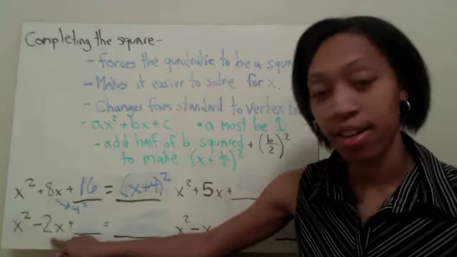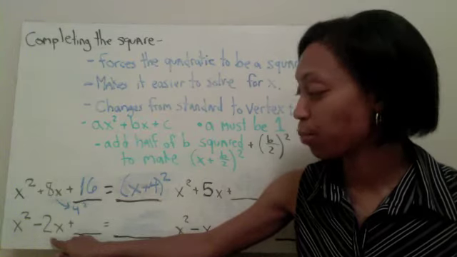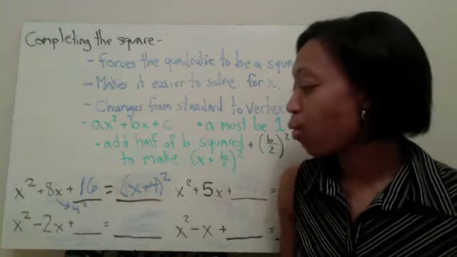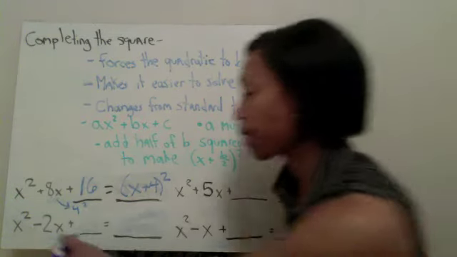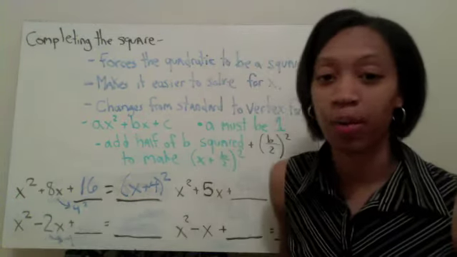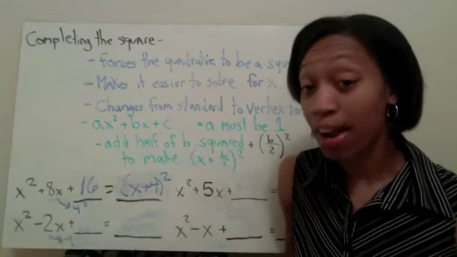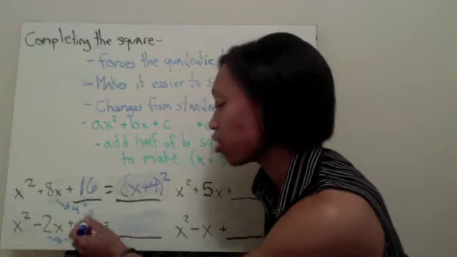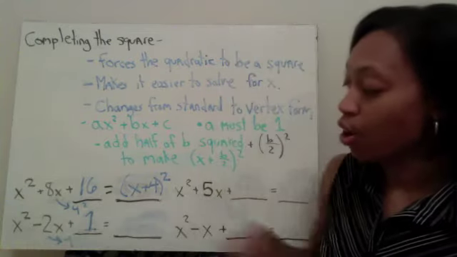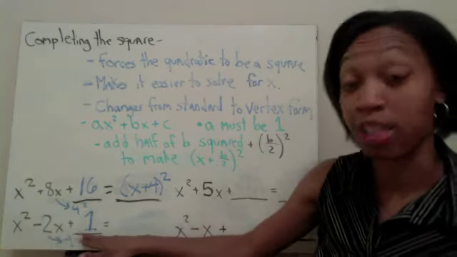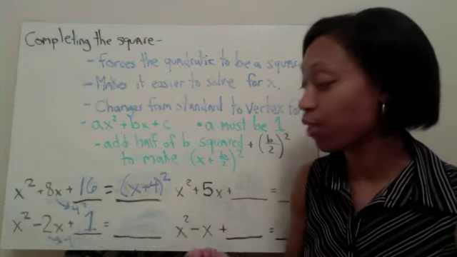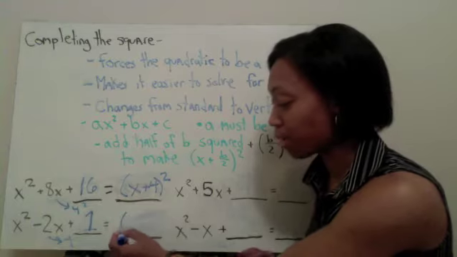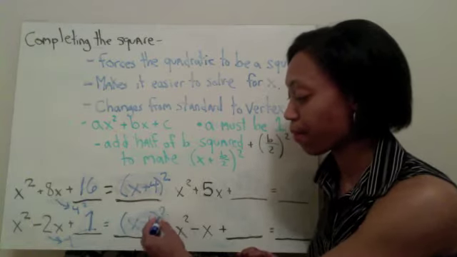So now what would we need to add here to make this one a perfect square? Well, I have a minus 2, right? Half of negative 2 is negative 1. Okay, and so now we're going to square it. Negative 1 times negative 1 is positive 1. So we need to add a 1. Now x squared minus 2x plus 1 is a perfect square. We got a negative 1 for this, so this is x minus 1 squared.